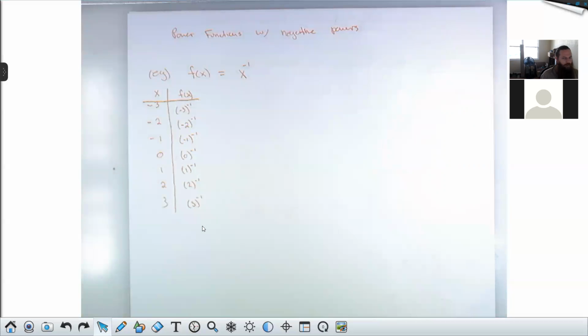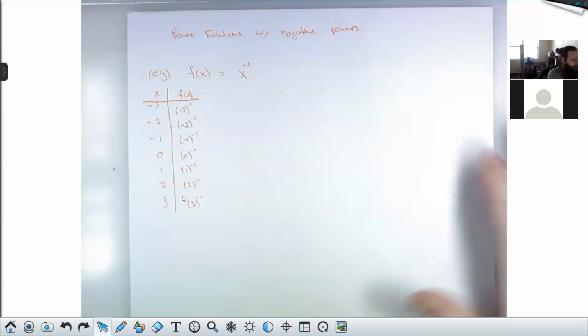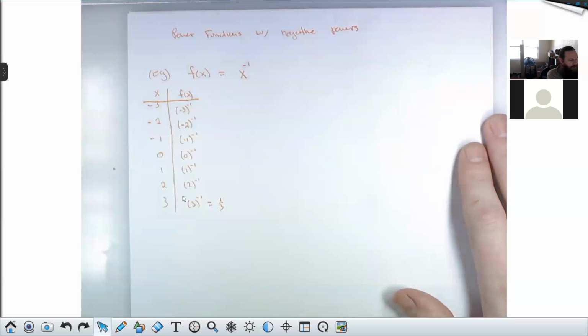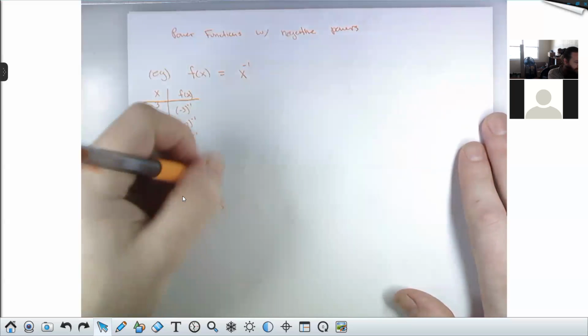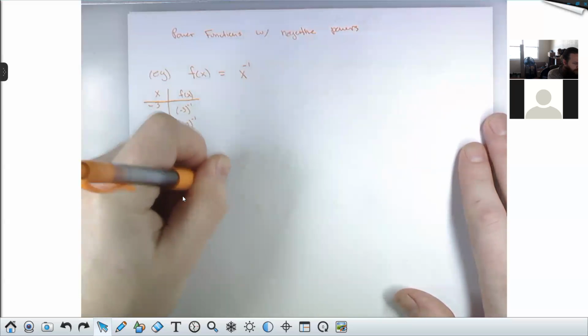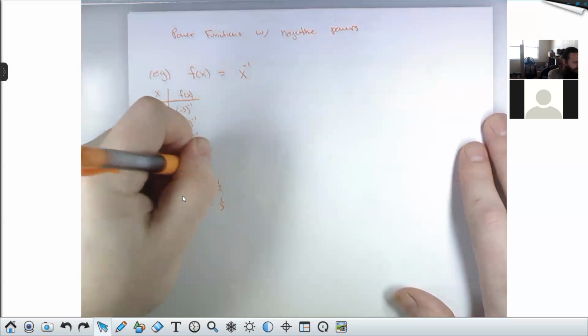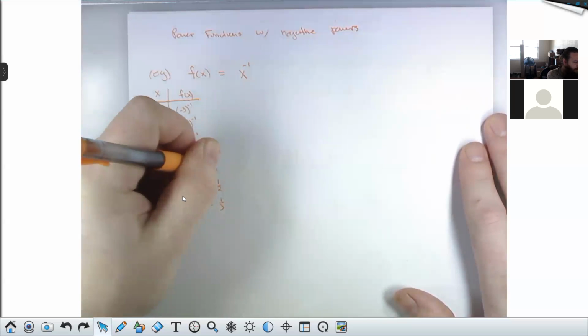What is 3 to the negative 1? Can we rewrite that using positive exponents? As a common exercise back in 1033. Yeah, this is 1/3, right? This is 1 over 3 to the 1. And 2 to the negative 1, that's 1/2. 1 to the negative 1, that's 1, because it's 1 over 1.